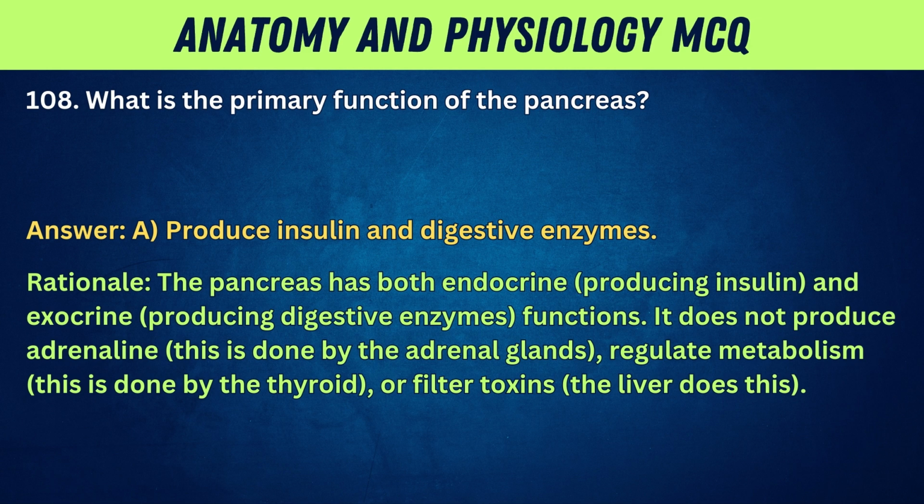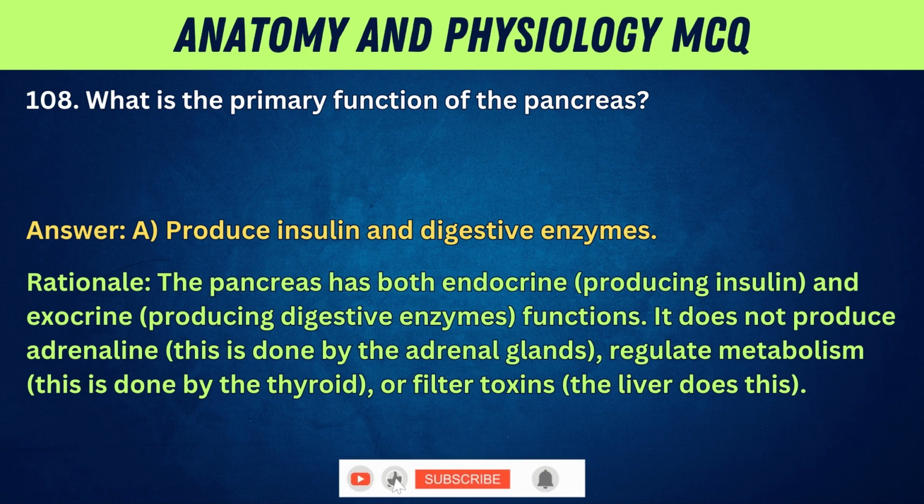Rationale: the pancreas has both endocrine, producing insulin, and exocrine, producing digestive enzymes, functions. It does not produce adrenaline. This is done by the adrenal glands. Regulate metabolism. This is done by the thyroid. Or filter toxins. The liver does this.